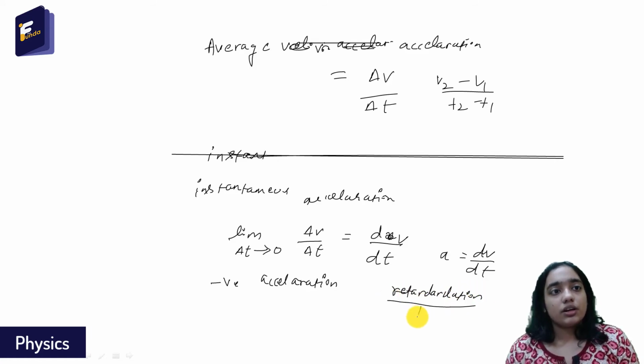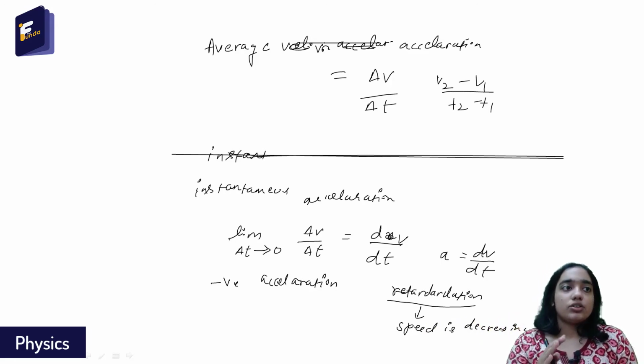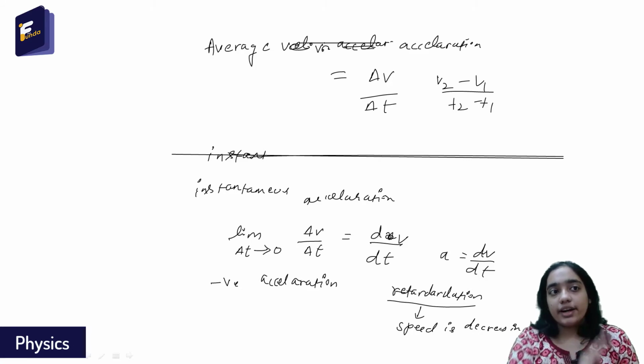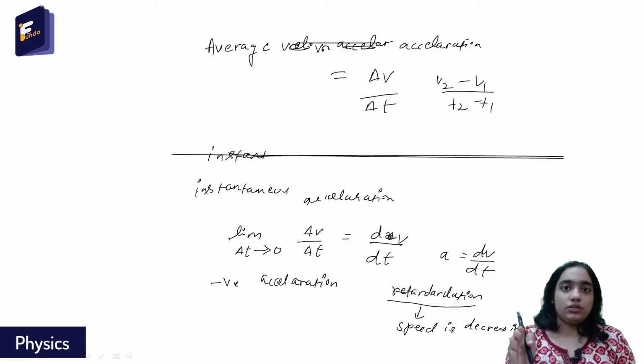Retardation means the speed is decreasing. Okay, retardation. So our misconception is negative acceleration, retardation, that I am explaining how it is wrong. Retardation means speed is decreasing. Speed means it can be in any direction.